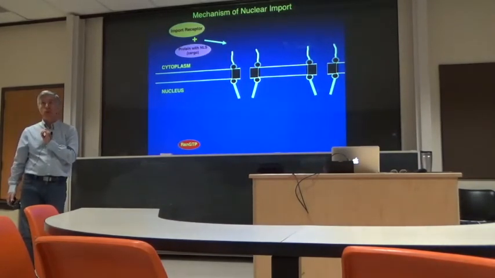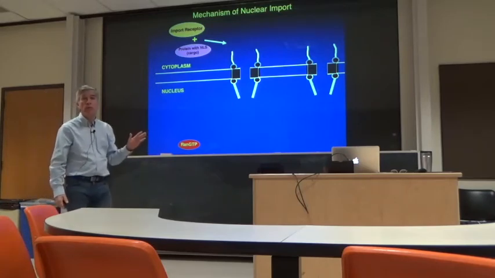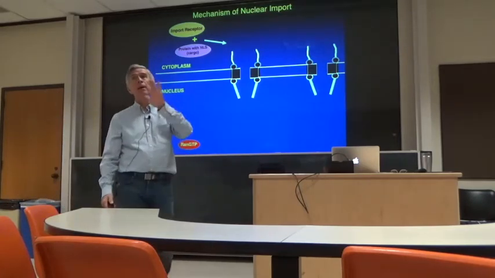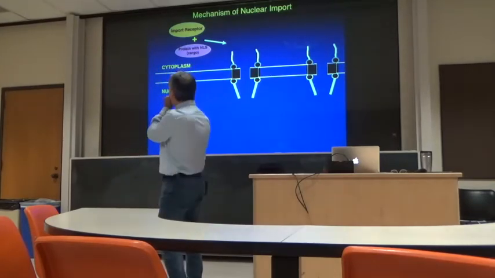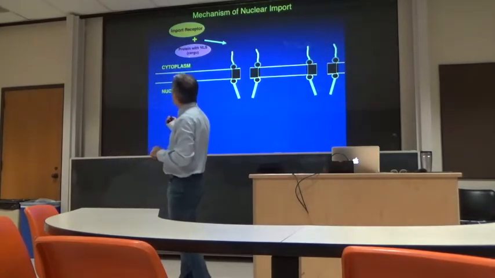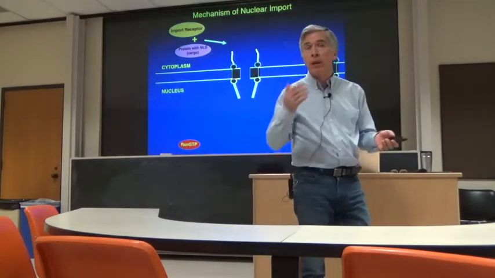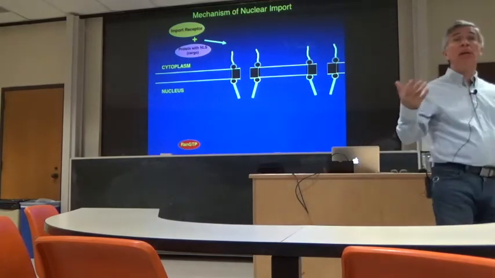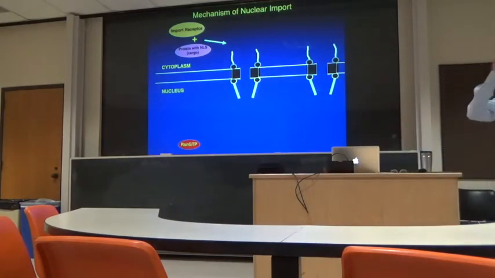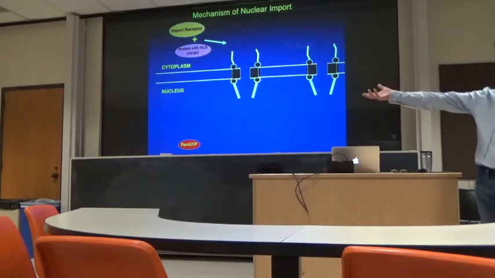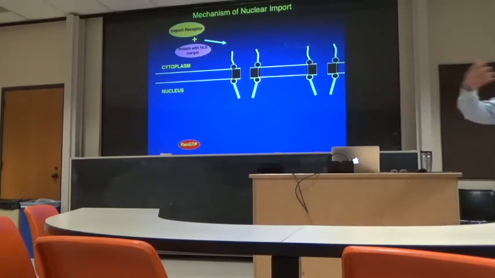So let's just consider import of proteins from the cytoplasm into the nucleus. We have to have a protein with an NLS. This might be a transcription factor. This might be DNA polymerase, RNA polymerase. This might be all the proteins that are used to form ribosomes. They also have to be synthesized in the cytoplasm and transported to the nucleus. There's so much protein that has to go into the nucleus all the time.